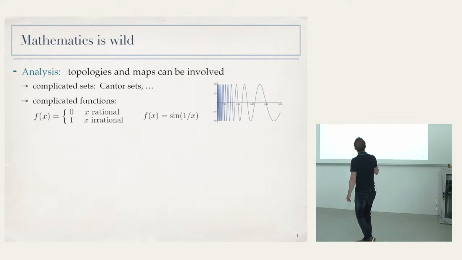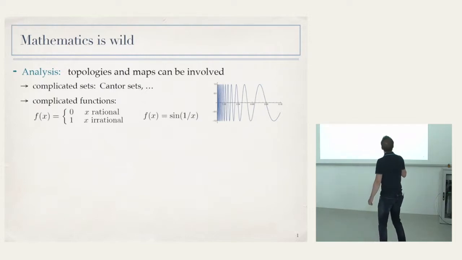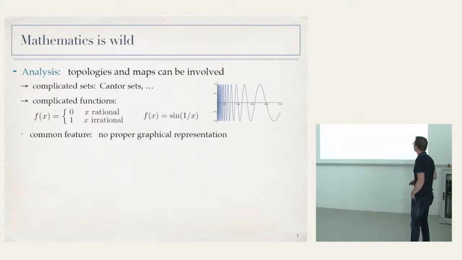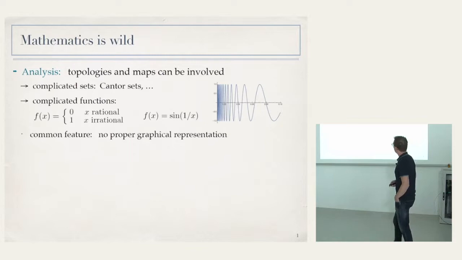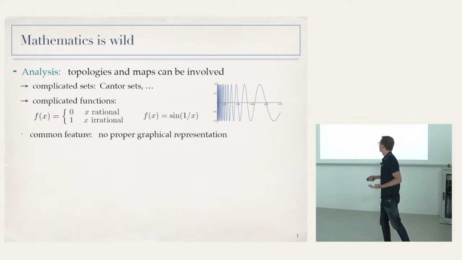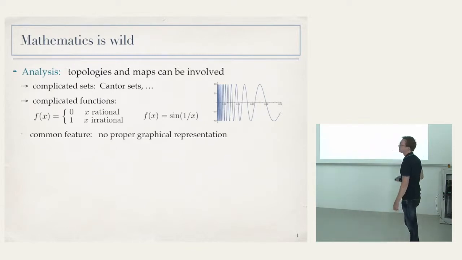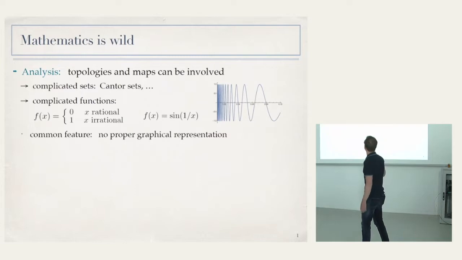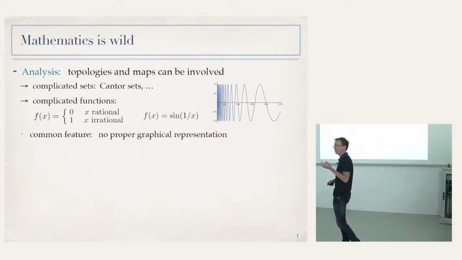Or this function, which is roughly depicted here, not really, because it gets infinitely dense, with infinitely many zeros. So this is what we learn in mathematics. And a common feature of this is that there's no proper graphical representation. I can do something like this, but at the end of the day, I'm missing the main point of this function, namely these infinitely many accumulating zeros.